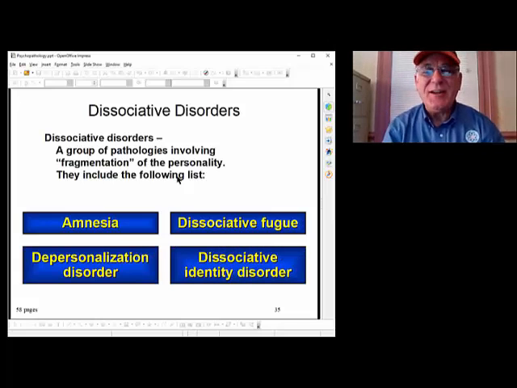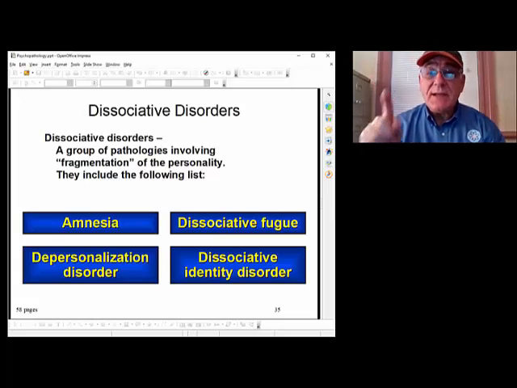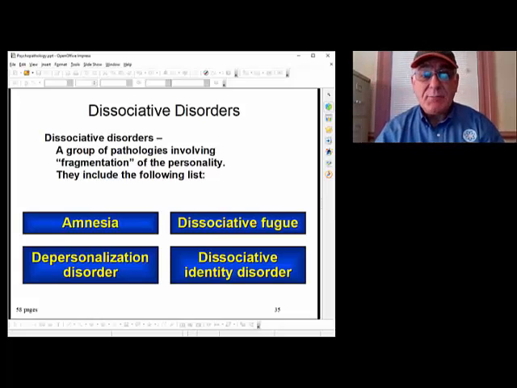Dissociative disorders are an interesting group. I really like this group. If I was a therapist, I would want to work with these people, dissociative disorders. A group of pathologies involving fragmentation of personality, and they include amnesia, dissociative fugue, whose number one symptom is amnesia, and depersonalization disorder and dissociative identity disorder, DID.